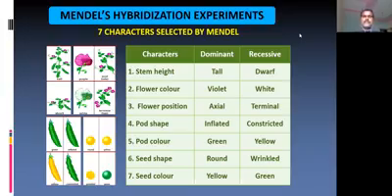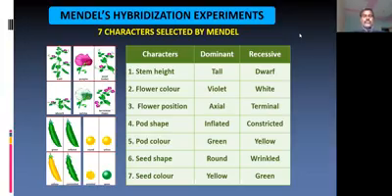One character is stem height. The dominant one was tall and the recessive was dwarf. After conducting the experiment, he got the result that dominant is tall, and he named the recessive as dwarf. Another character he chose is flower color. The dominant was violet and the recessive was white.